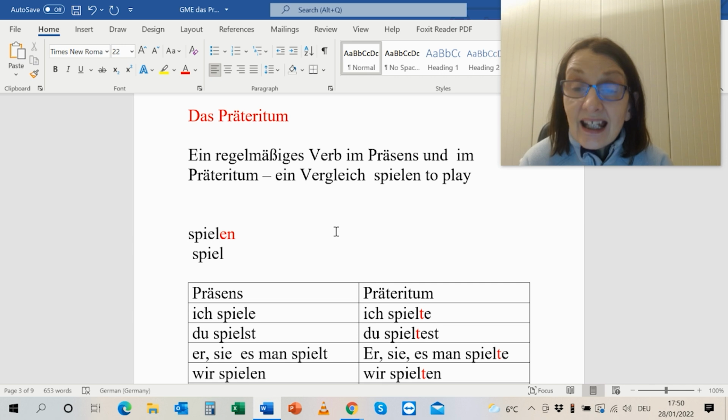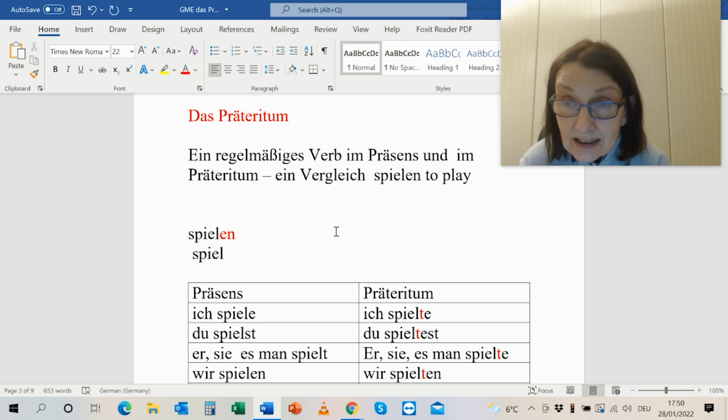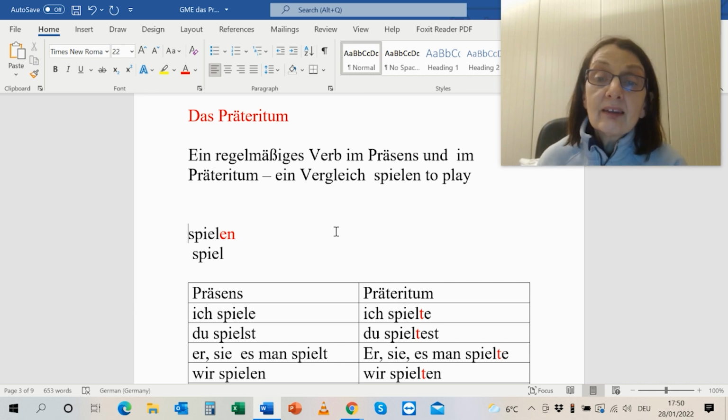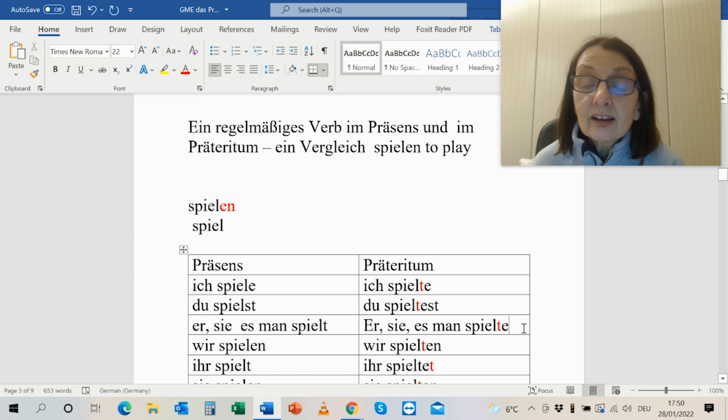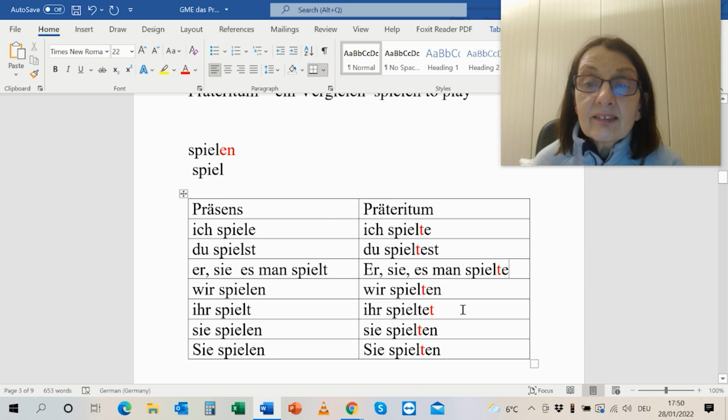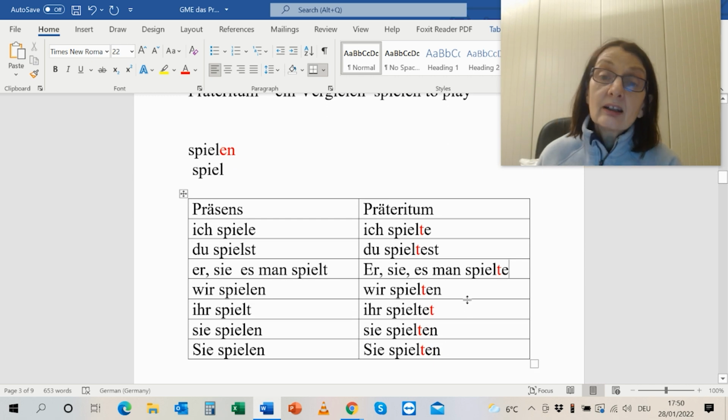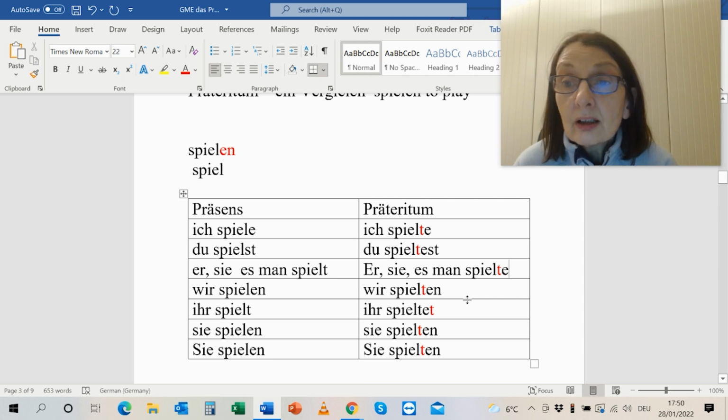Ich spielte means I played, but ich spiele means I play. Present tense is what's going on now, but ich spielte, I played, went on yesterday. Now you can notice that in the singular it's ich spielte and sie, es, man spielte, right? Te and te. And in the plural it's ten. So if you're trying to devise a way of remembering these, te in the singular, ten in the plural will go a long way.